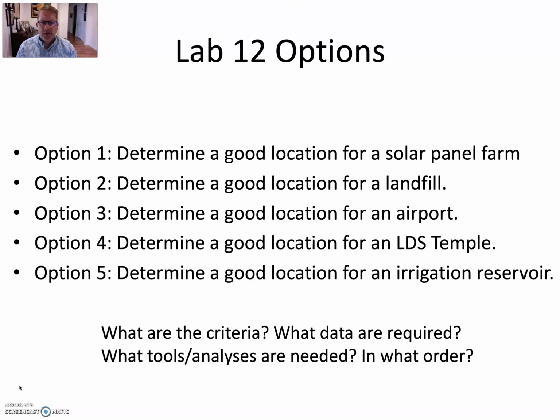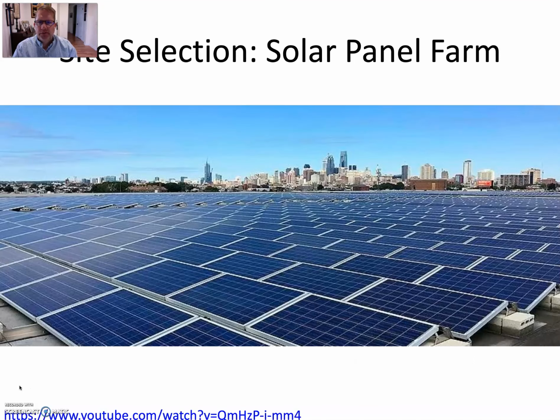I'm saying air quotes "solve" because there's only so much you can do in a couple of weeks in a 200 level engineering class. We'll do our best to solve this problem. And then what tools and or analyses are needed and in what order. In other words, the same exact process we went through with Walmart, I want you to go through for this particular final project, Lab 12.